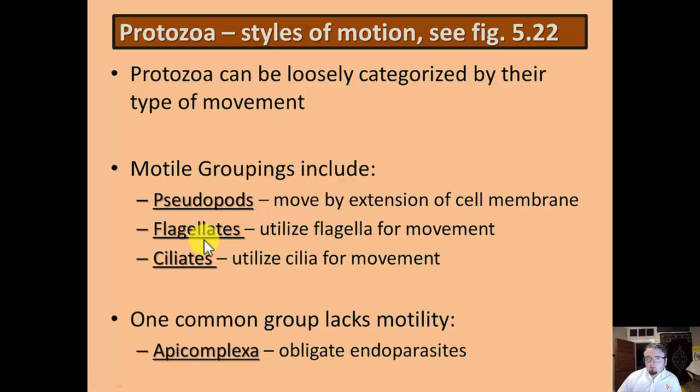Flagellates use a flagella. We talked about a flagella. And ciliates use a cilia. We talked about those as well. And then the last group down here, the apicomplexa, they're defined by a lack of motility.